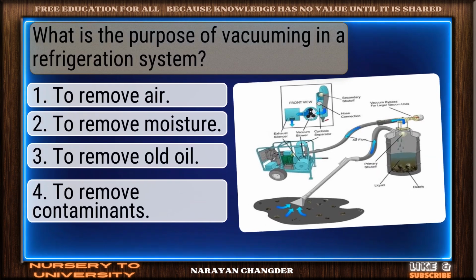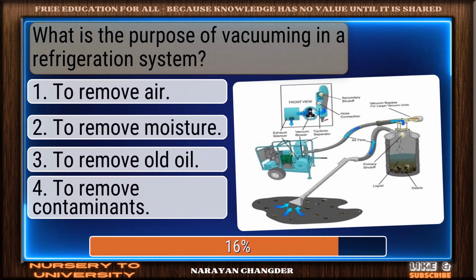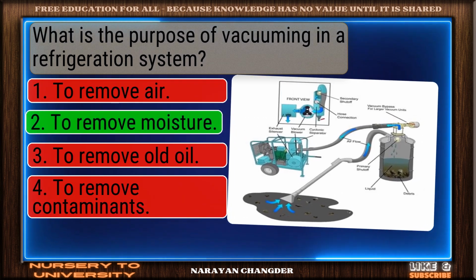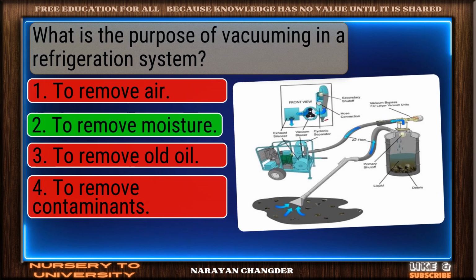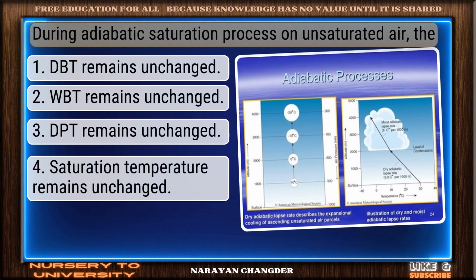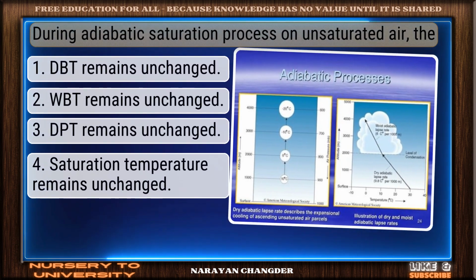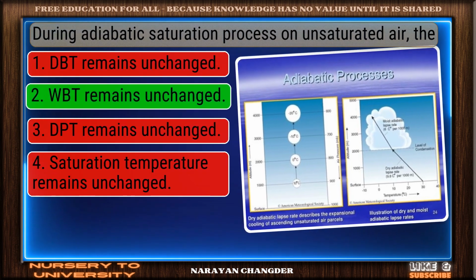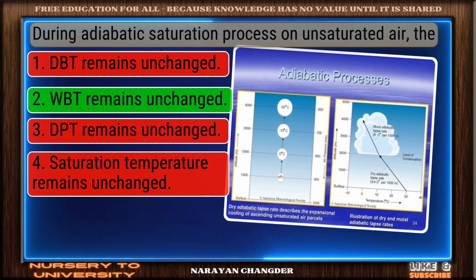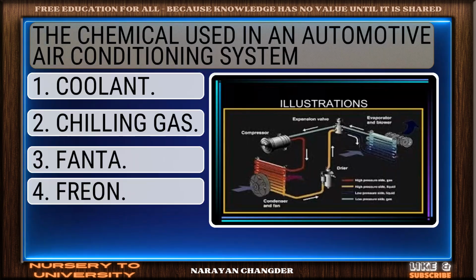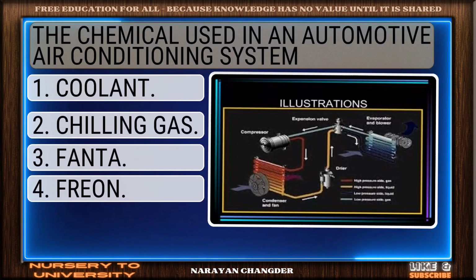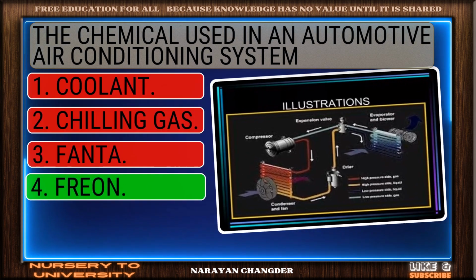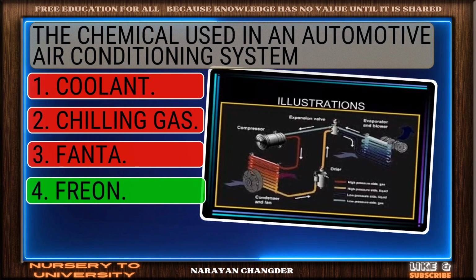What is the purpose of vacuuming in a refrigeration system? You're right. To remove moisture is the correct answer. During adiabatic saturation process on unsaturated air, the. Well picked, the heat remains unchanged is the correct answer. The chemical used in an automotive air conditioning system. On track, Freon is the correct answer.